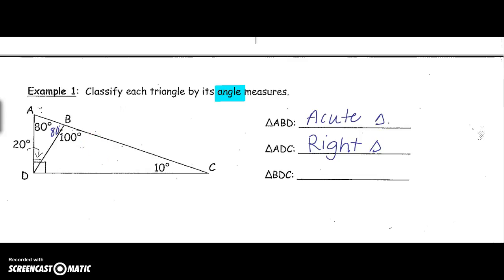And lastly, we're going to look at BDC. BDC. And you can notice right away that one of those angles is greater than 90. Since that one angle is greater than 90, this is an obtuse triangle.